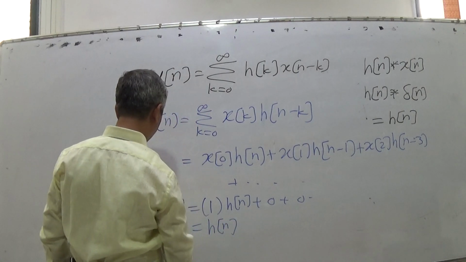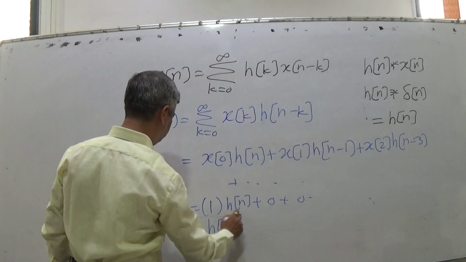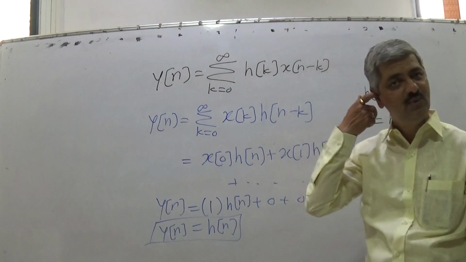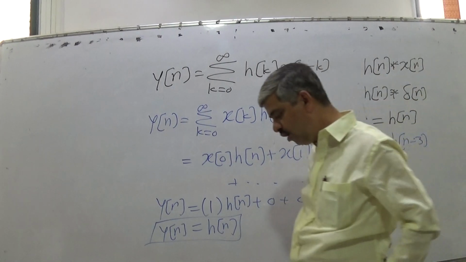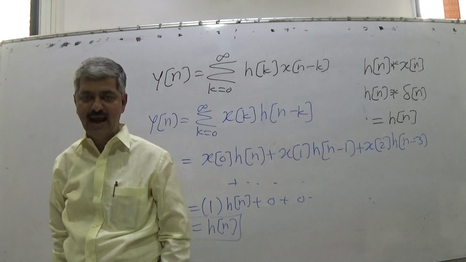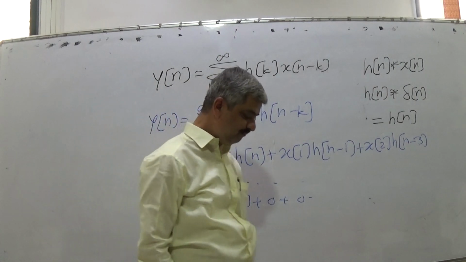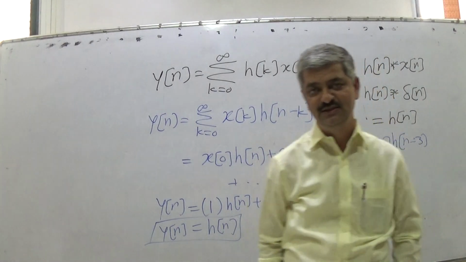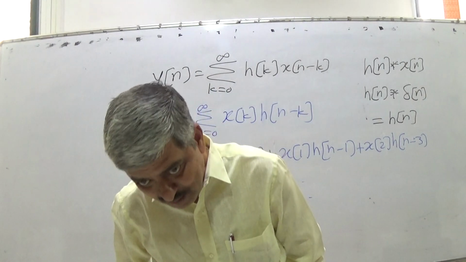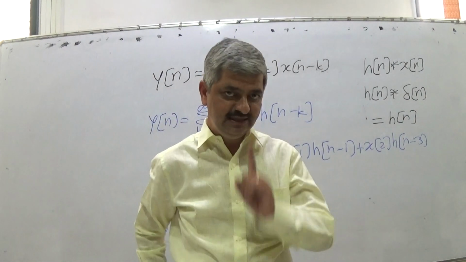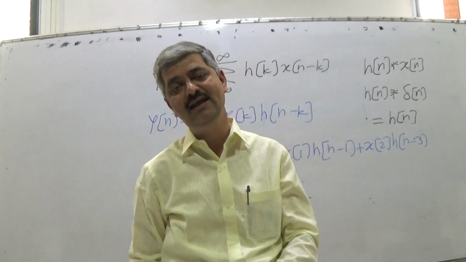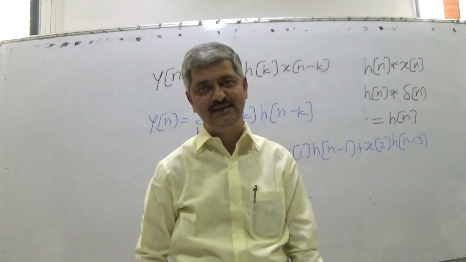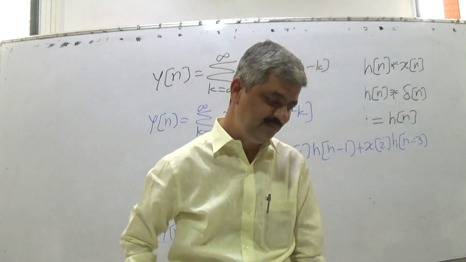So if the input is delta(n), then the output sequence is the system sequence itself, or you can identify the system sequence by giving a test input sequence called an impulse. Therefore, an impulse is an input which is 1 at n equal to 0 and 0 elsewhere.